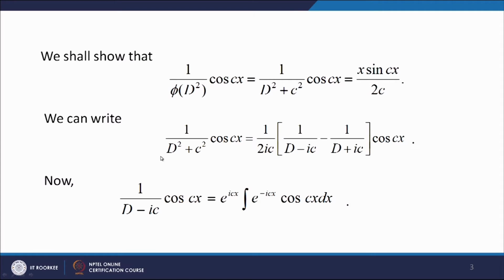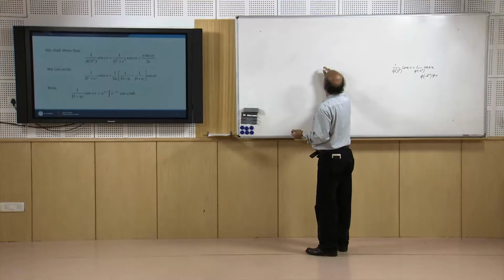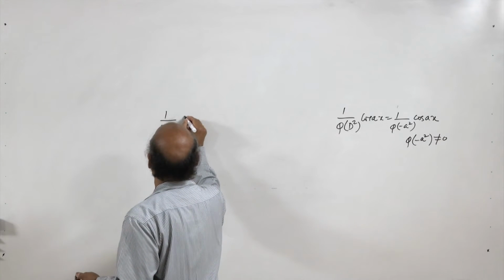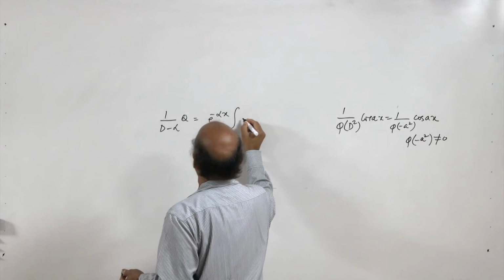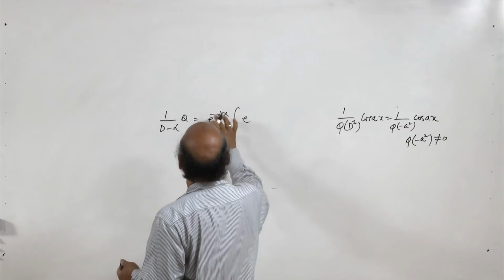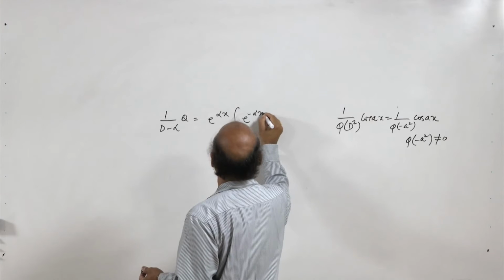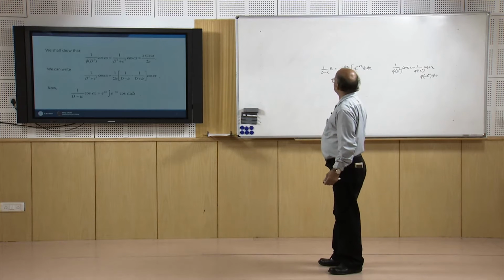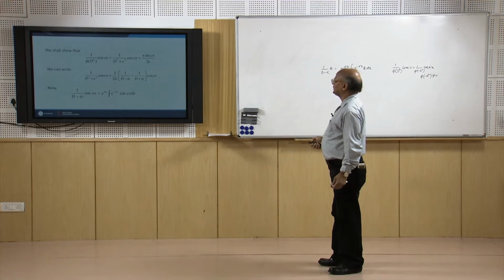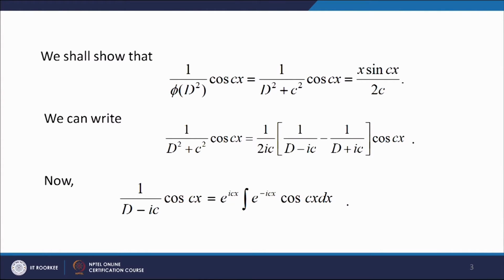We can write 1 over d square plus c square as 1 over 2ic, 1 over d minus ic minus 1 over d plus ic operating on cos cx, that is we break 1 over d square plus c square in partial fractions. Now, let us recall that we had proved that 1 over d minus alpha operating on R(x) gives e to the power alpha x integral e to the power minus alpha x into R dx. So, let us apply this formula here, and 1 over d minus ic cos cx will be e to the power icx integral e to the power minus icx cos cx dx.